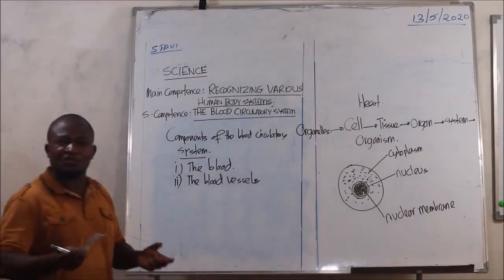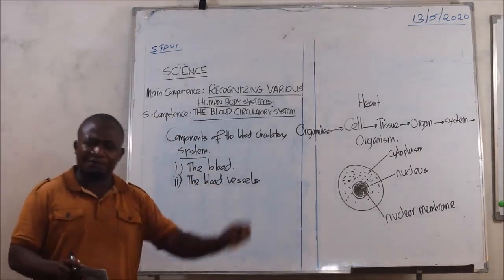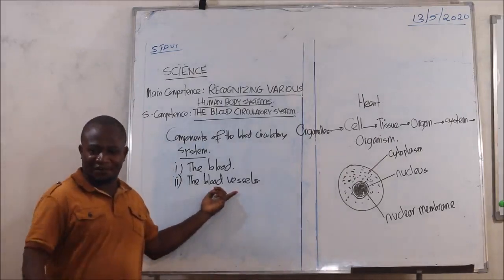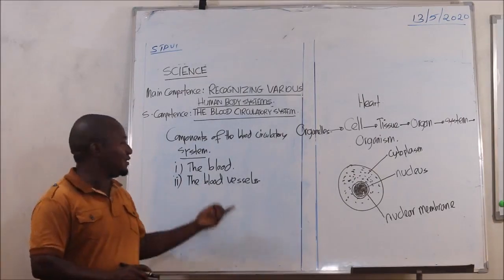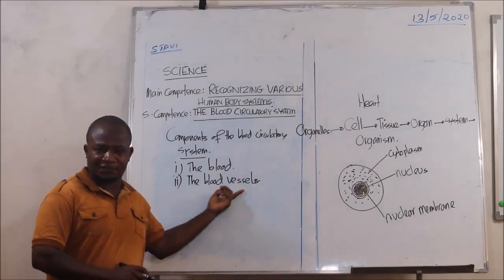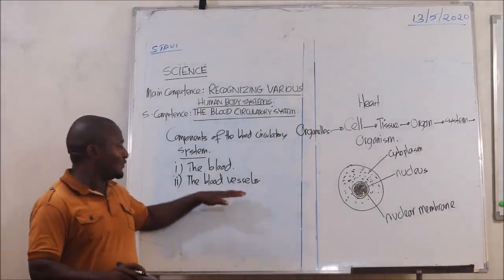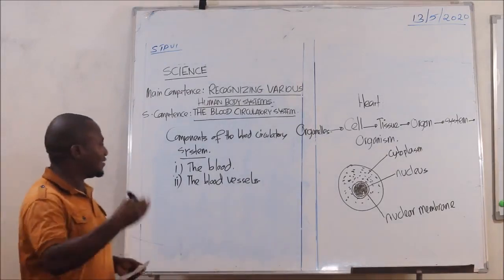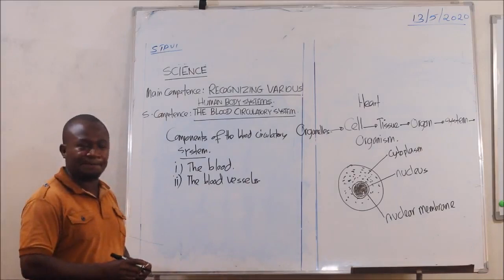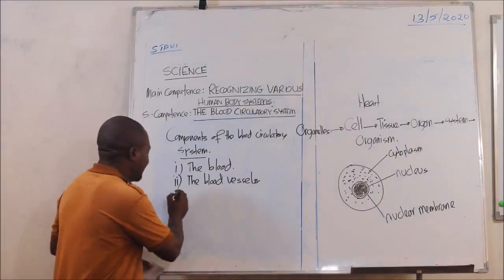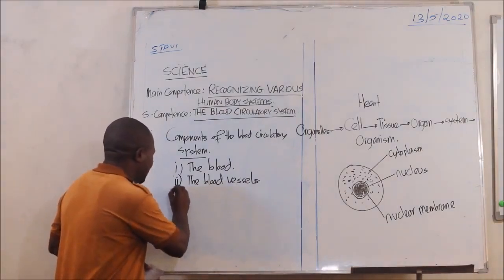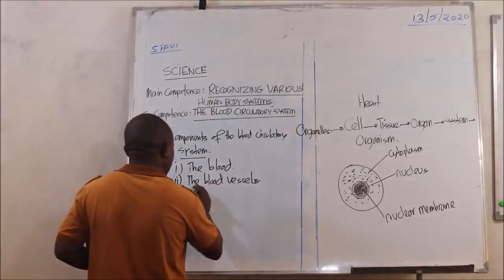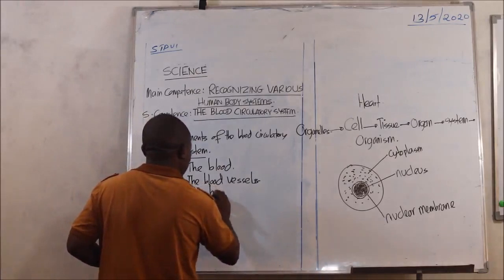As I said, blood has to circulate. It has to go from one part of the body to the other. So blood cannot flow just on its own. It is carried in things known as vessels, the blood vessels. Of course, we're going to have a detailed discussion on this as we continue the lesson next time. The third component of the blood circulatory system is the heart. Very important, the heart.